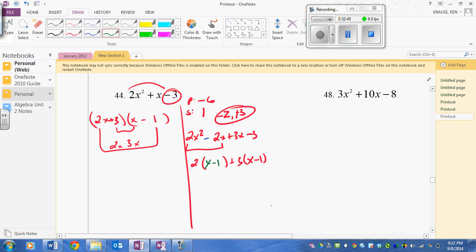X minus 1. So my two parentheses, and this is 2x, I should have taken out. So my two parentheses are x minus 1 and 3x minus 1.